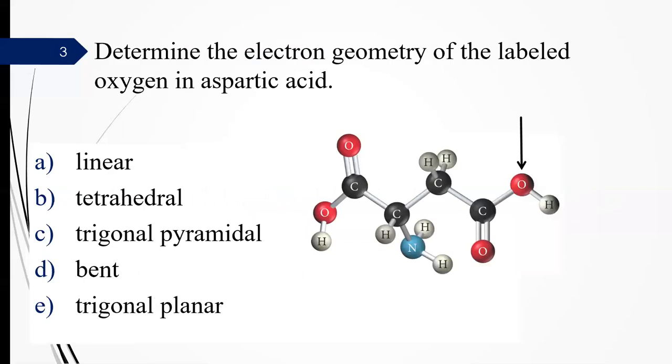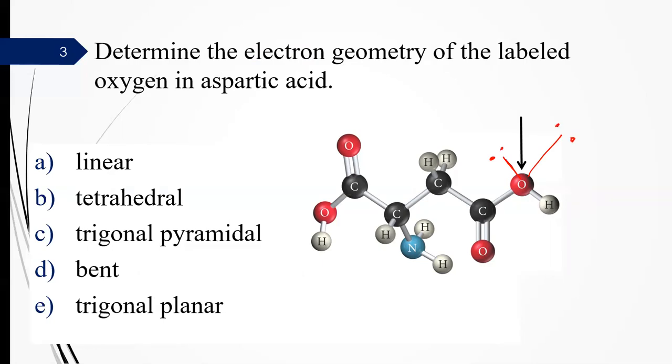Looking at this one here, we want to determine the electron geometry of the labeled oxygen, so that's this oxygen there. In order for us to do this, we have to put in the rest of that Lewis structure. When we look at this oxygen, in order for it to have a full valence shell, it needs 4 more electrons. So it's got to have 2 more lone pairs.